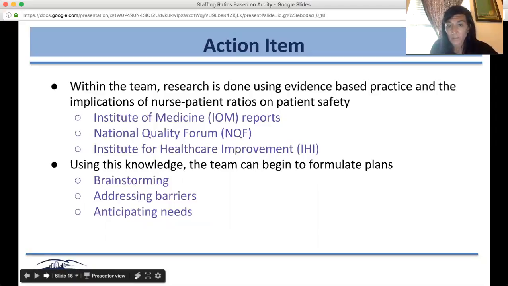Using this knowledge, the team can begin to formulate plans using brainstorming, addressing barriers, anticipating needs. Often during brainstorming within a team, a variety of barriers are identified that may have not been evident if a range of members were not present.